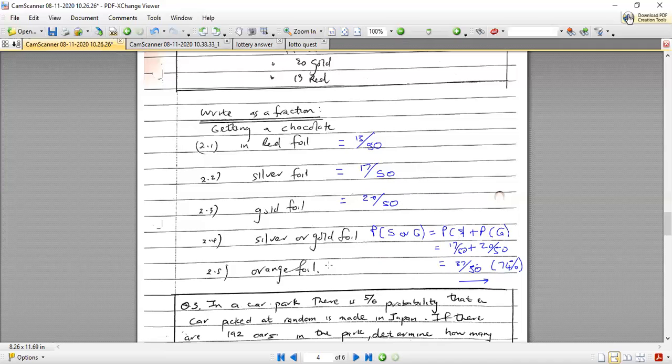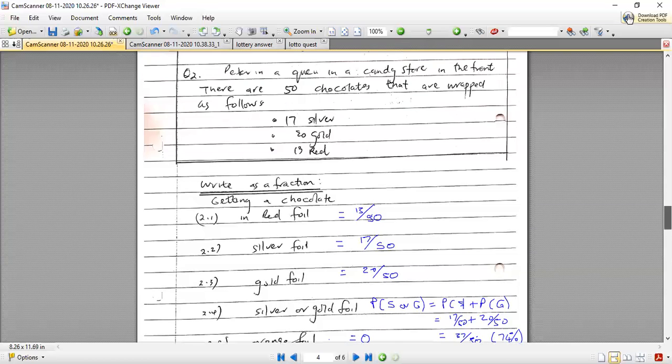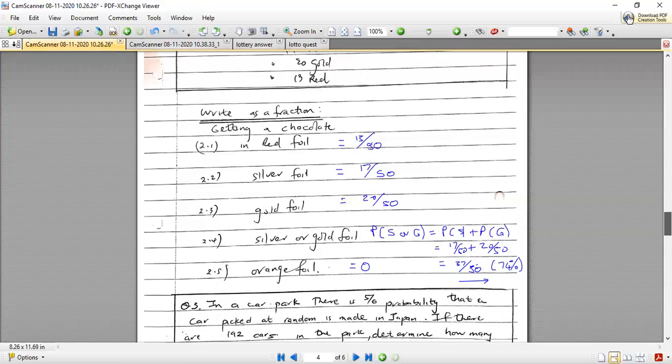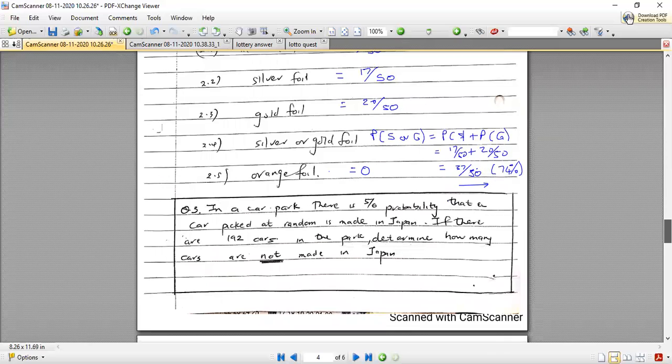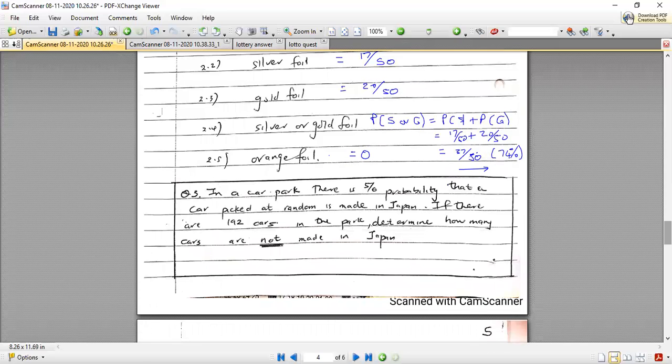In 2.5, what's the probability of him getting an orange foil chocolate? Yes, I'm sure you were able to understand this one. It would be 0 because there are no orange foil chocolates on the shelf. So that's a good problem for you to understand with your probabilities. Let's look at question 3.